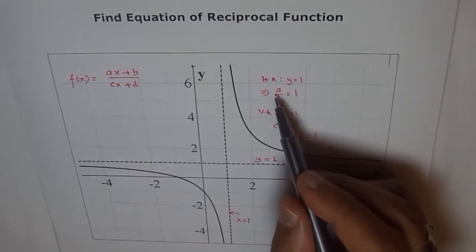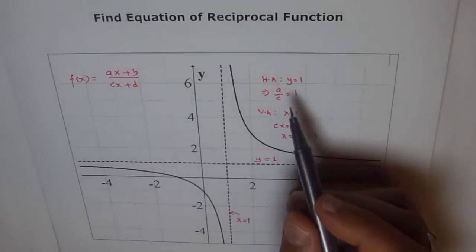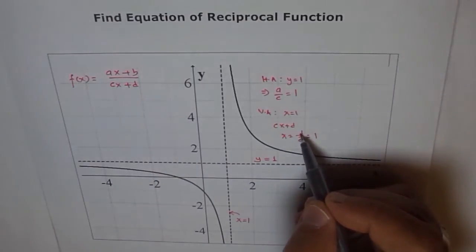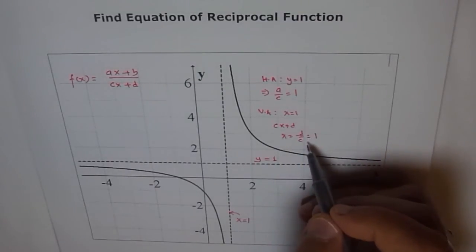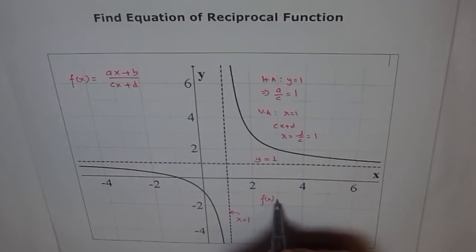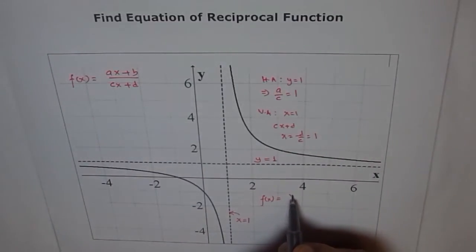Now, given these two scenarios, it is better for us to assume one value. Let's assume a as 1. If a is 1, then c is also 1. And if c is 1, d should be minus 1. Is that okay? So that sorts out many things at one shot. So we will assume those values and then check our calculation. So tentatively, we can write f(x) equals, we are saying here a is 1, so we write (x + b) / (x − 1).